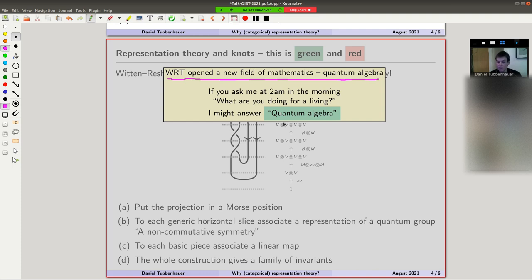in the morning what I'm doing for a living, it might be that I just reply quantum algebra. Because it's 2 a.m. in the morning, I'm not quite sure what I'm saying. But quantum algebra is certainly a big part of my research. Some people call it quantum topology, I just call it quantum algebra for today. And the quantum here comes from the quantum group.